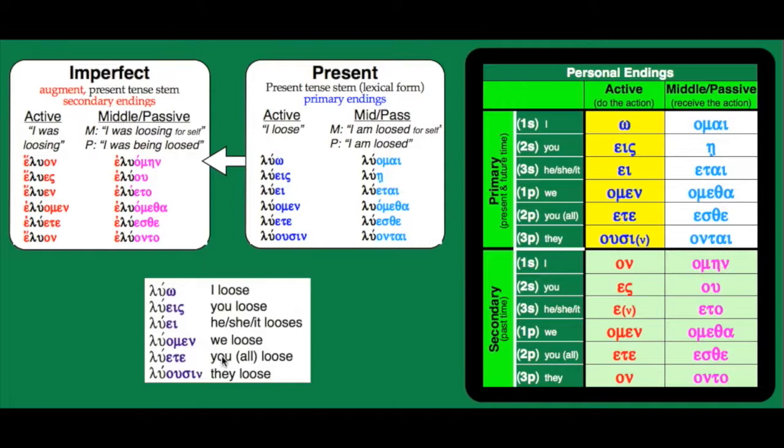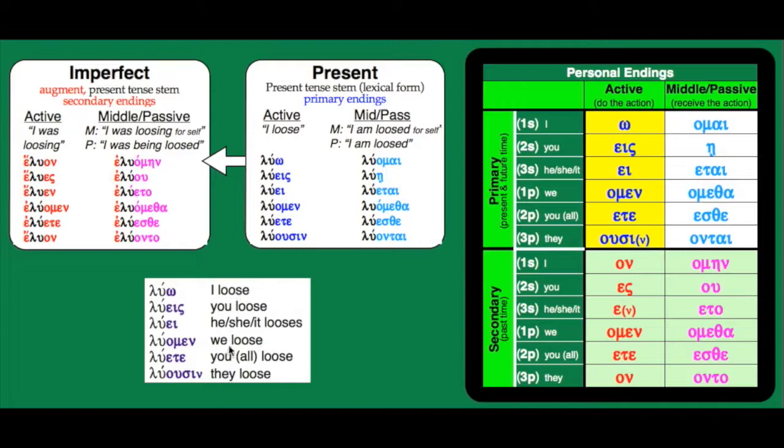Luete means you all loose. Okay, you loose, plural. No good grammar in English to say plural form of you. And then luusi means they loose. Third person plural, they, right? So luusi means they loose. This little nu on the end is called a movable nu, and it's used depending on whether the next word starts with a consonant or not. So it may or may not be there. So usi or usin, either way. Luo, lues, lue, luamen, luete, luusin.